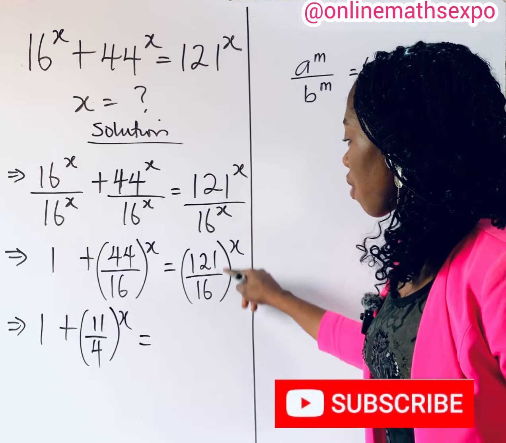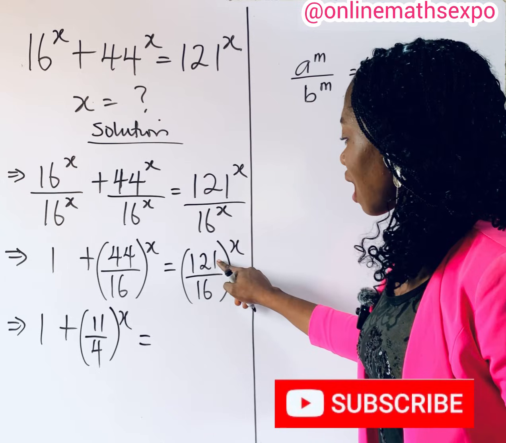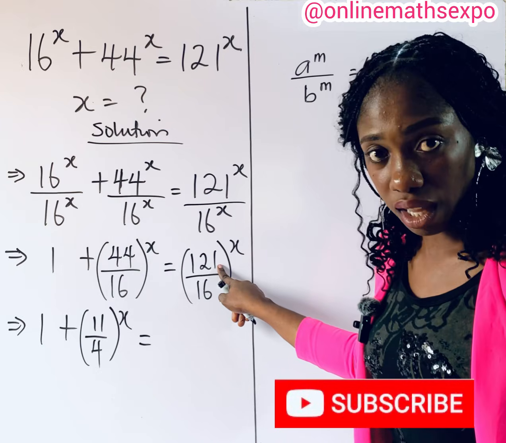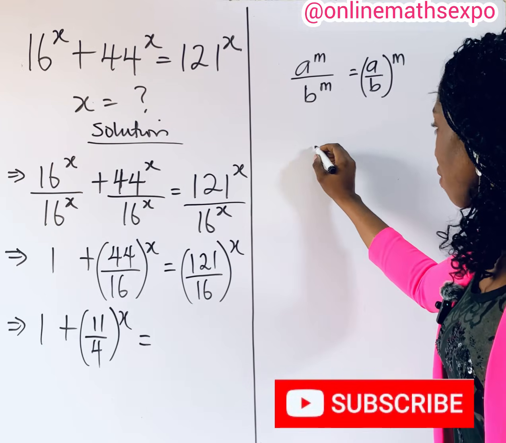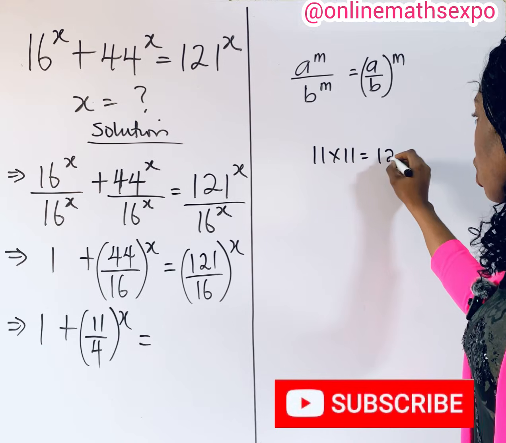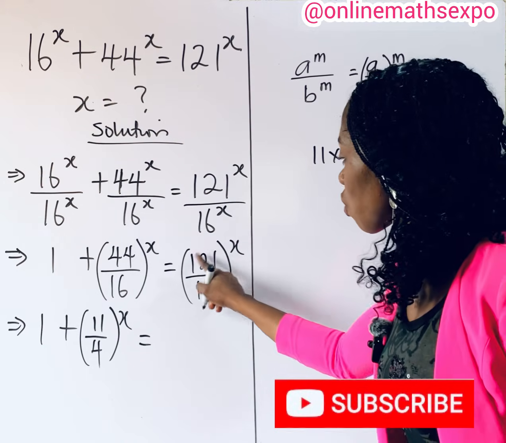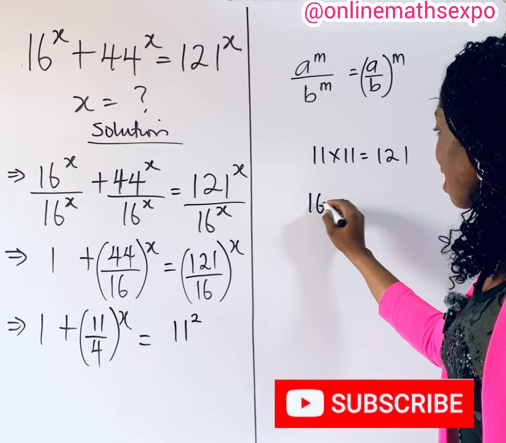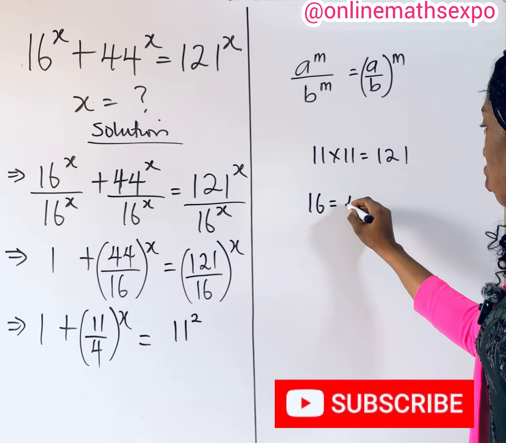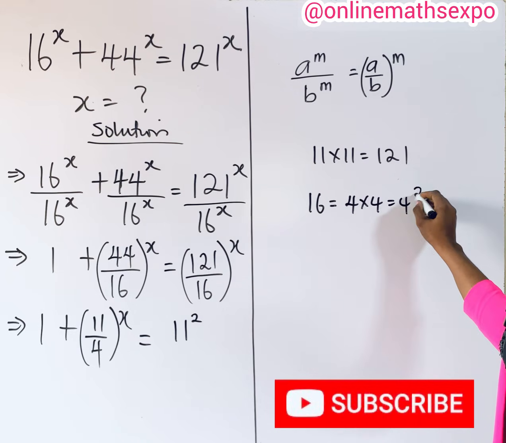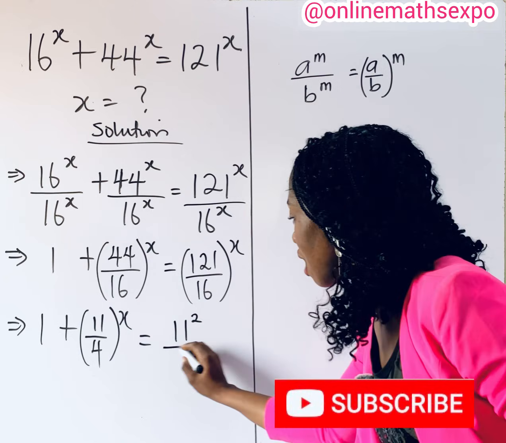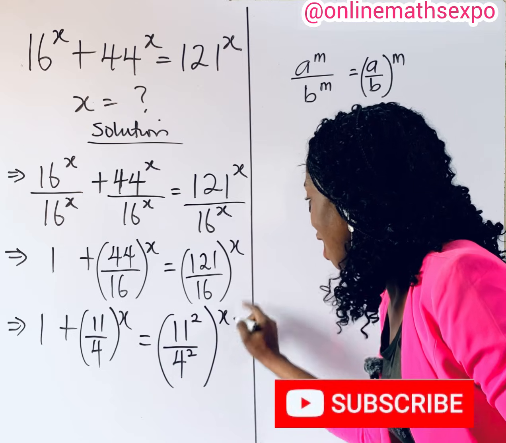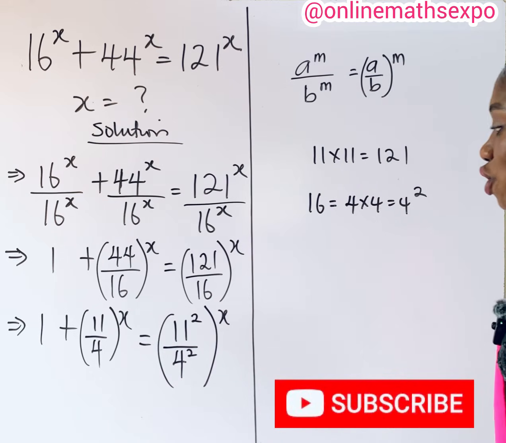Now, how do you simplify this? You observe that there is no number that can divide these two. But note that 121 is a perfect square. You observe that 11 multiplied by itself gives you 121, so we can rewrite 121 as 11 raised to power 2. Interesting. Then 16 is also a perfect square. It can be written as 4 times 4, which is 4 raised to power 2. And then raise it to the power of x. Interesting. Now, what do you do next?